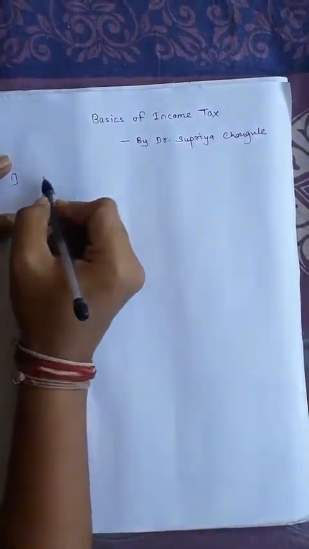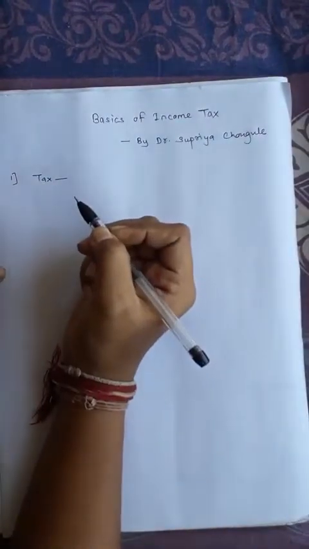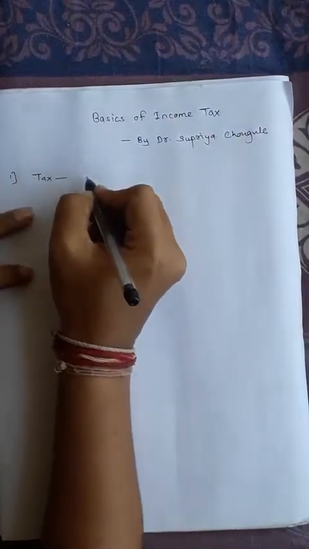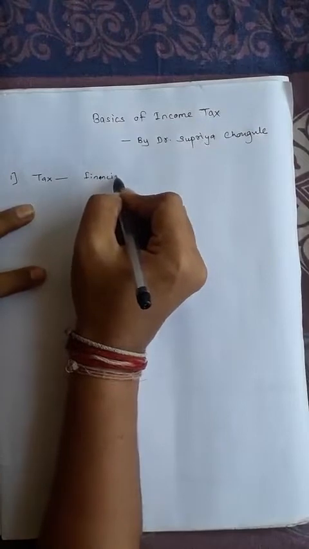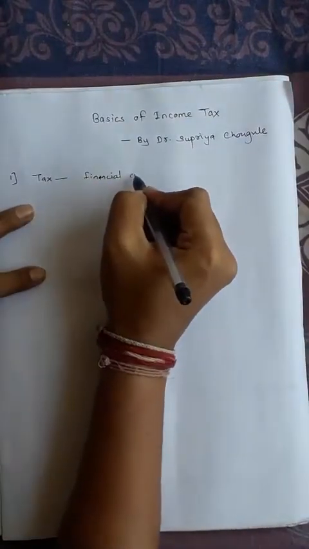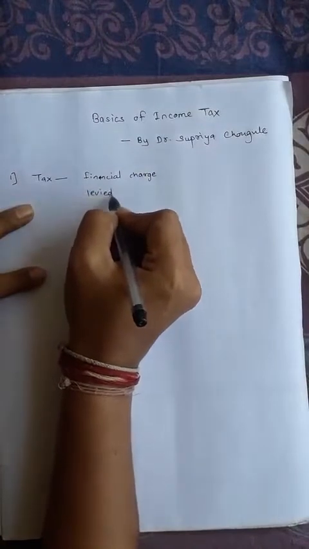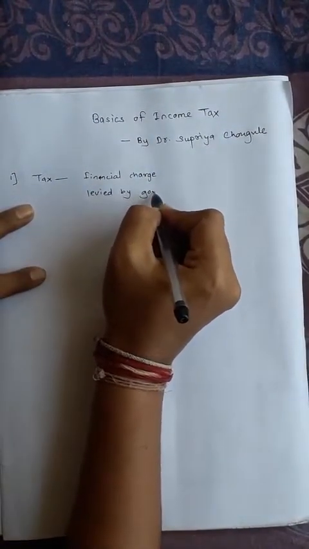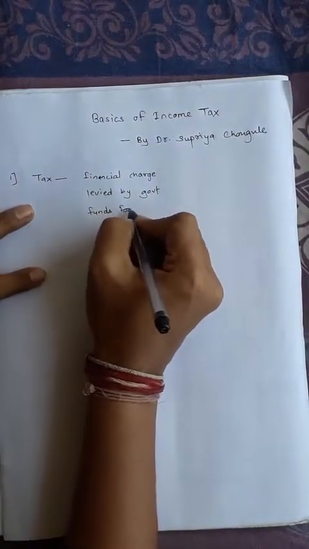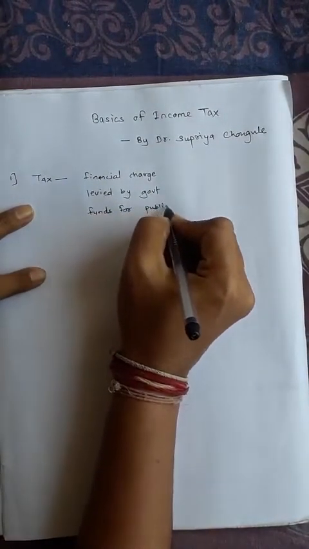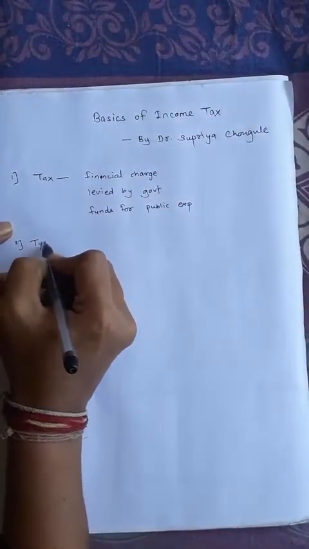First we will start our discussion with what is meant by tax. A tax is a compulsory financial charge. So all the students should note that tax is nothing but a financial charge which is levied by government with the intention to raise funds for public expenditure. There are two types of taxes.